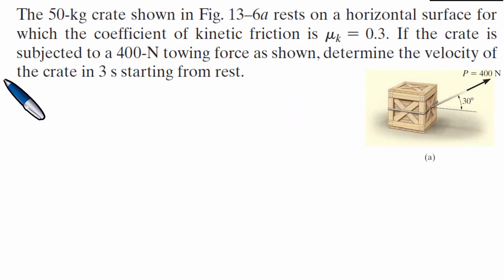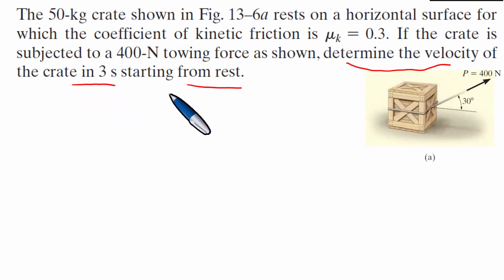Let's discuss this from the inception of the topic and to advanced questions on equilibrium and friction. We have that the coefficient of kinetic friction is mu sub k equals 0.3, and we put it with the 400 Newton force. The question we're asking is, we need to calculate the velocity of the crate in 3 seconds, starting from rest. So what exactly do we do here, and how do we approach this question?